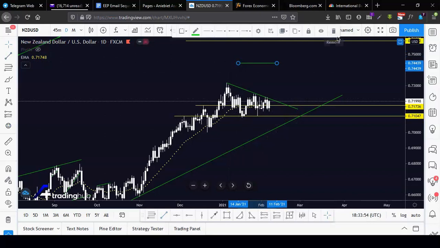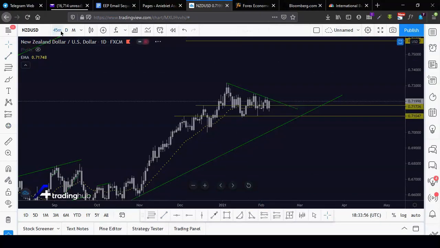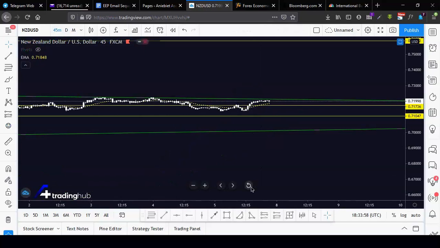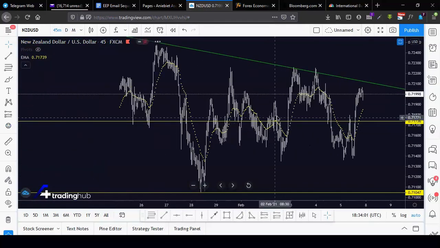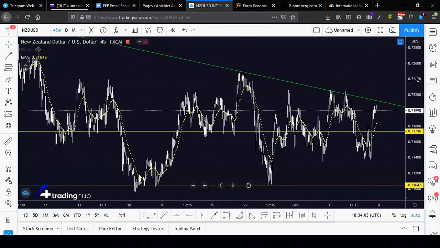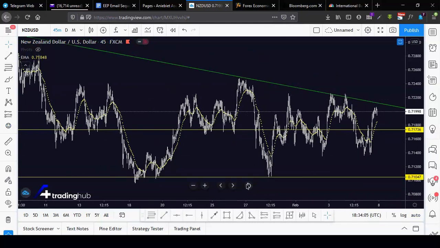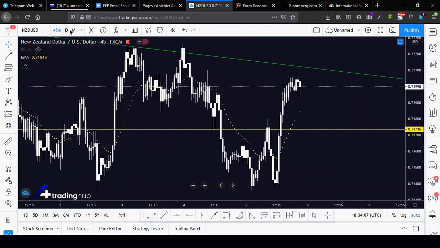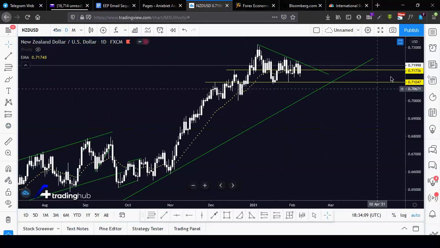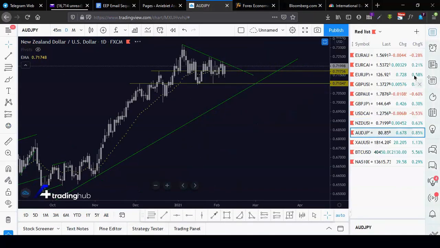So I'm neutral on NZD USD. I have nothing concrete to say on NZD. I have to accept that fact. I can't force myself to trade it. So until I see a valid pattern or a valid structure, then I can take a decision on this. So we move to AUD JPY.